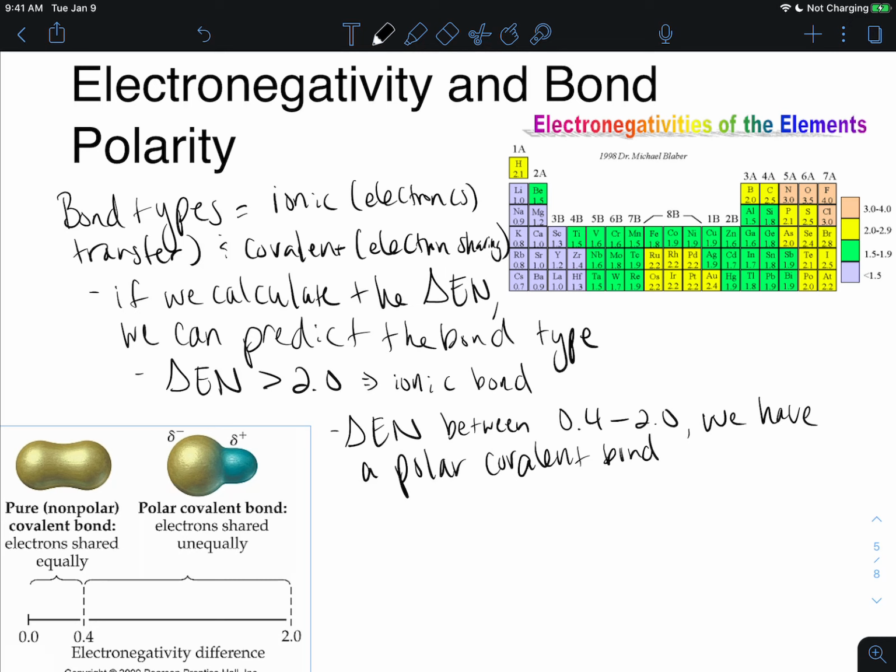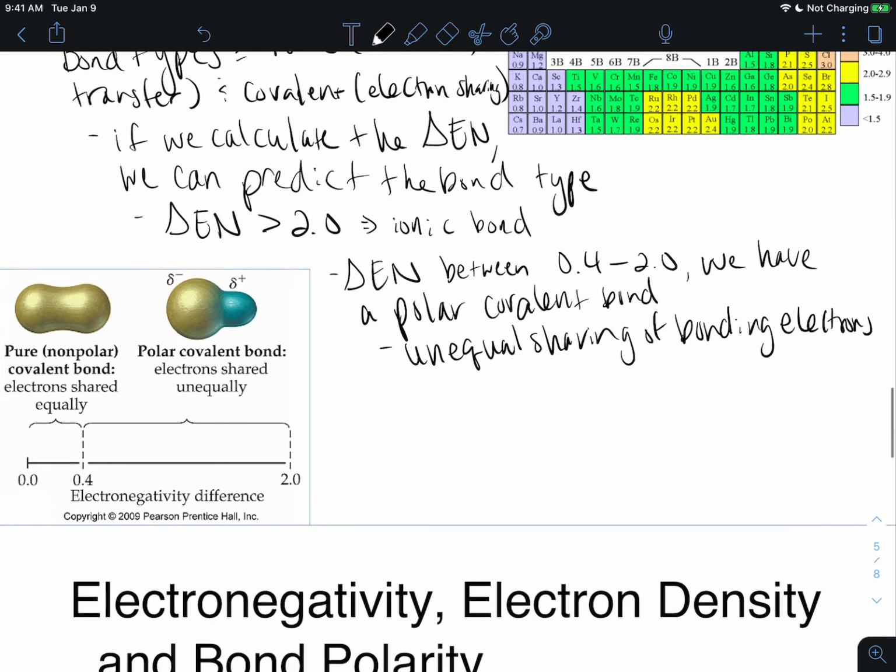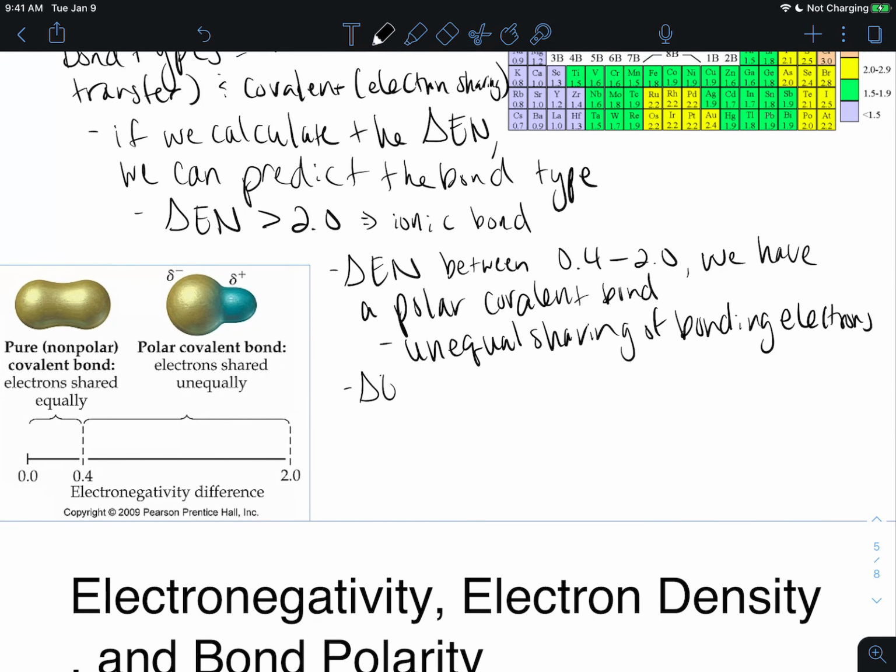So this is a bond where electrons are not shared equally between the two atoms. So this is an unequal sharing of bonding electrons. And then if we have an electronegativity difference that is less than or equal to 0.4, we have a non-polar covalent bond.